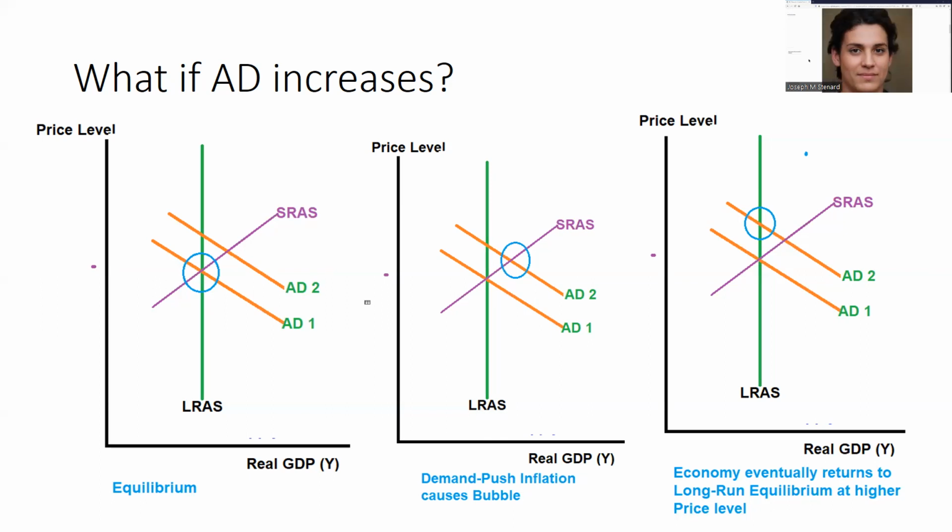And so it comes back to the long-run aggregate supply curve, and then you have a shift from those higher price levels that actually causes a decrease in short-run aggregate supply, and you're back to a higher price level, but back to your normal production. The economy eventually returns to long-run equilibrium at a higher price level. Okay.